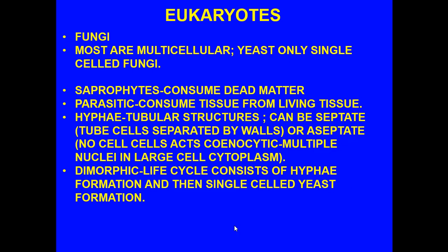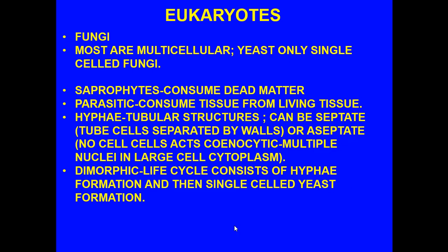Now, with a lot of fungi, they have these tubular structures called hyphae. Now, the hyphae can be septate, that is, separated by walls, or aseptate, where there is no cell wall structure. That's basically the cell acts as a coenocyte, which means it has multiple nuclei, with a large cell cytoplasm, it's like one big, long, continuous tube. That's one big cell.